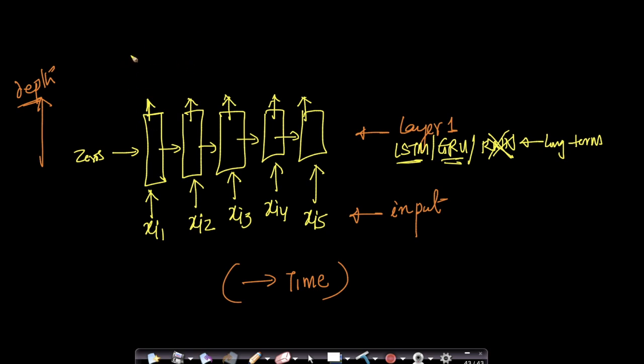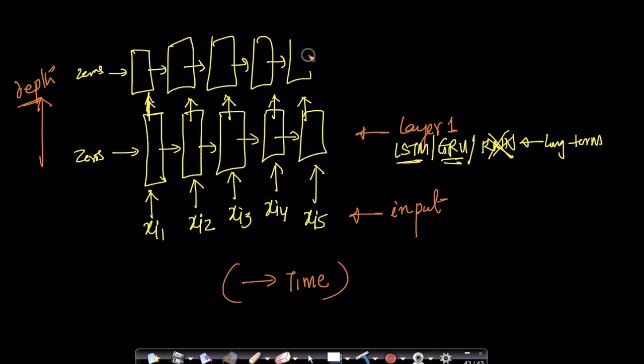So the output of this becomes the input to the next layer. Of course, you have zeros to the first one. Again, the same structure continues. So this becomes the input here, this becomes the input here, this becomes the input here. Now this output again goes to the next stage. So this is your layer 2.